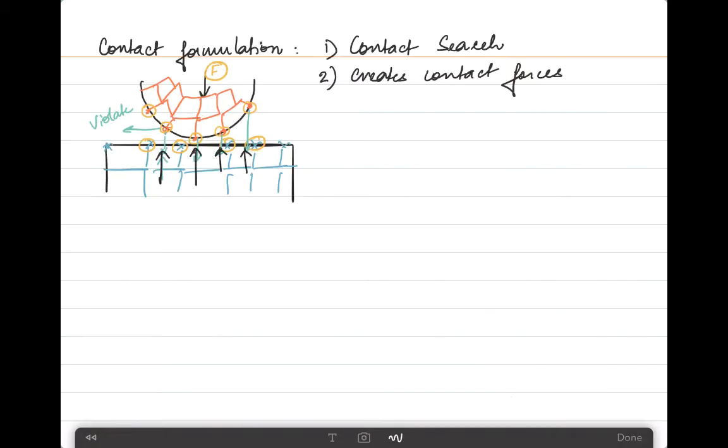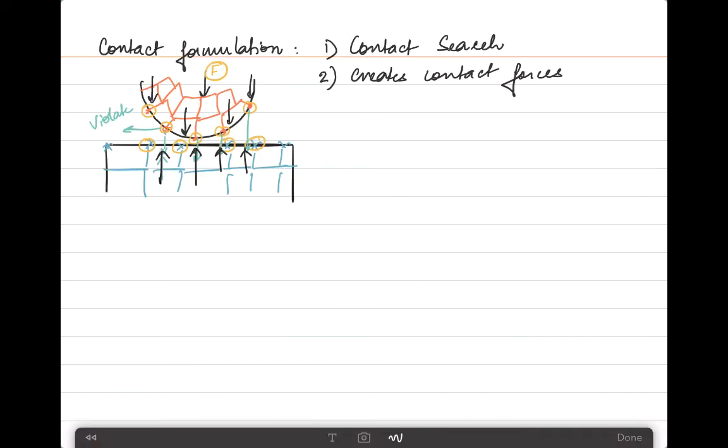And the same thing would happen to the other body depending on where the other node is going to make contact. A contact force on the other body will also appear depending upon the properties of the body. And this is how the contact force is going to be developed. So first it searches for the candidate nodes along the surface, and then creates contact forces for all the nodes that are going to come in contact with the opposing body.